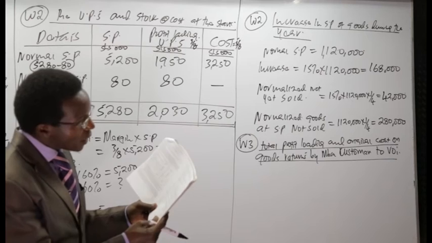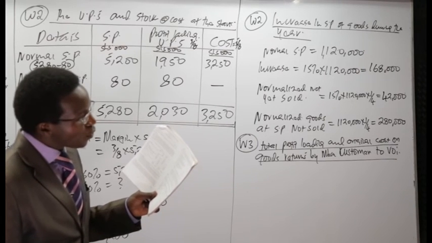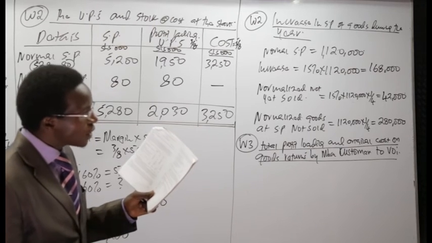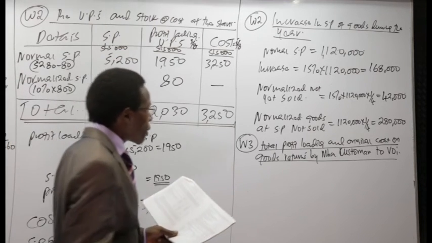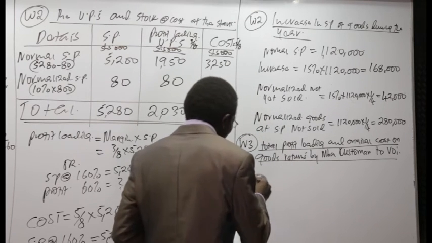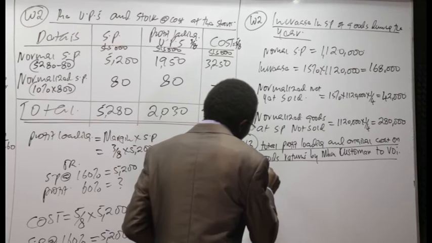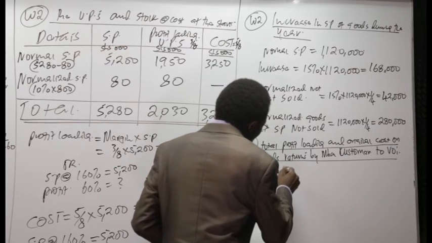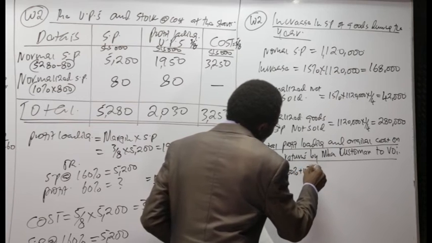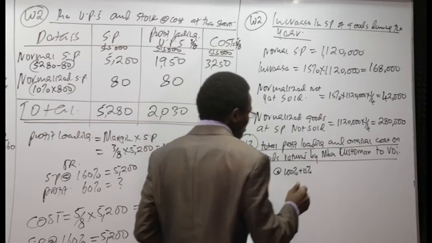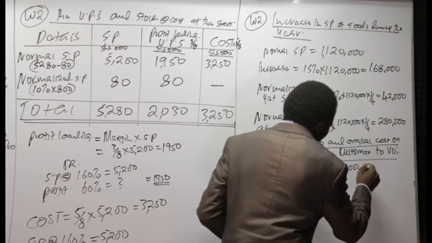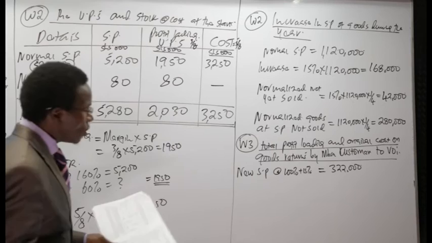Now we have been told that goods returned to Voi branch by Mombasa credit customer approved by the head office, all these goods are being marked up by 15%. The total selling price is 322. So we are saying the new selling price, which is 100% plus 15%, is equal to 322,000. That's the new selling price.